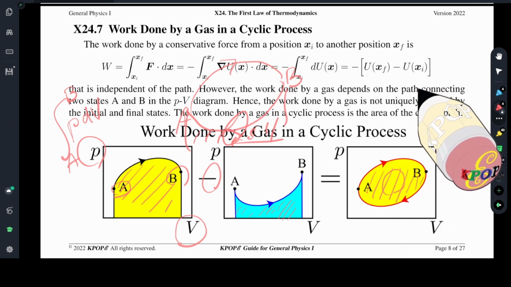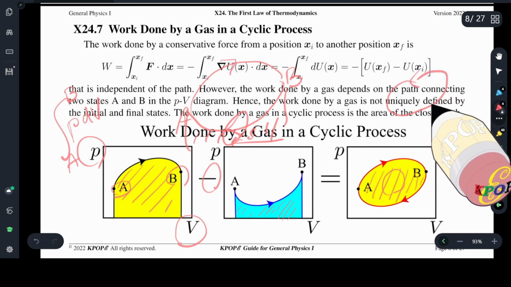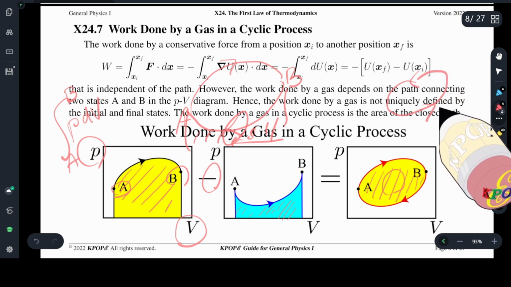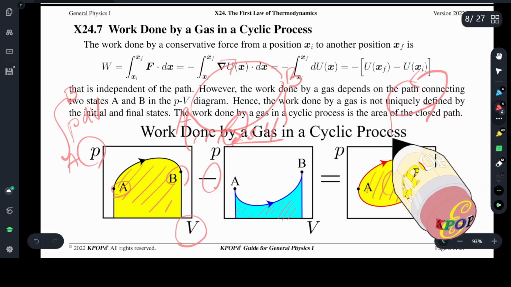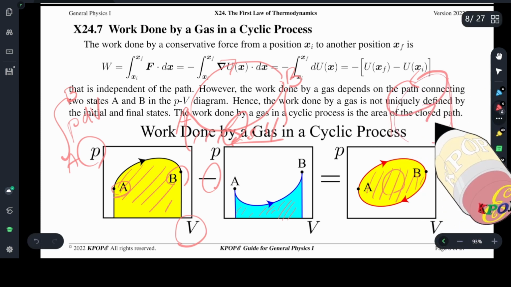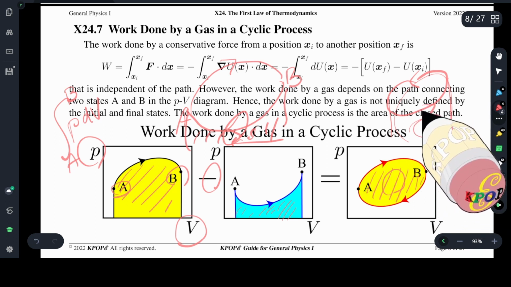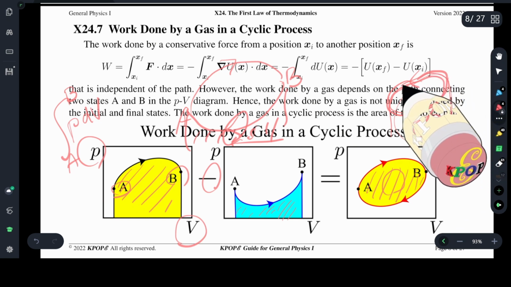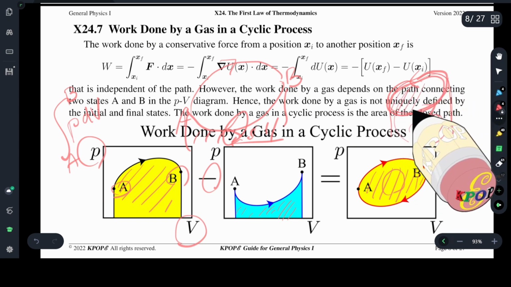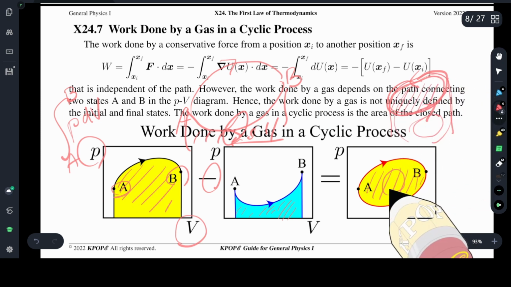If it were in the opposite direction, then the work done by the gas becomes negative. This area is negative, and this is positive. So this cyclic path will give negative work, and this one gives positive work.